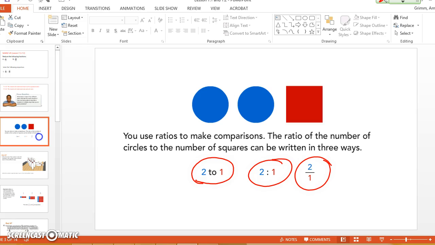Yes? Would it be the same if it was also like 1 over 2 or 1 to 2? It would not, because this is saying that there are 2 blue circles to 1 red square. So it would have to be the 2 to the 1. So will the bigger number always be first? It's whatever is in the problem. And I'm going to show you some examples of it.